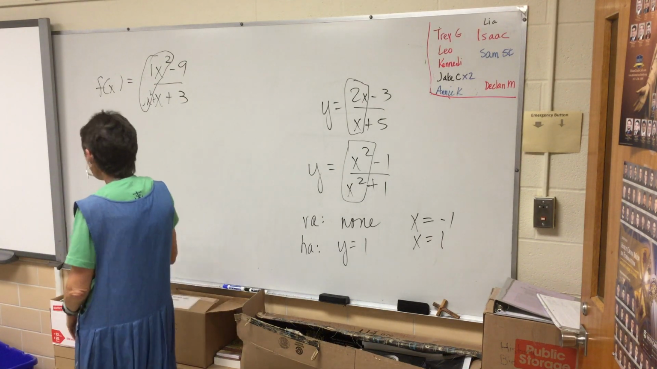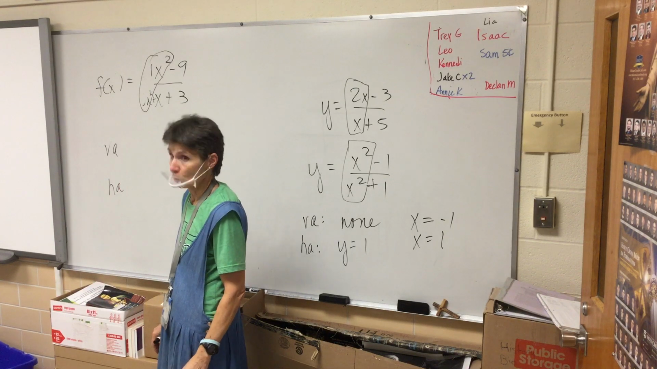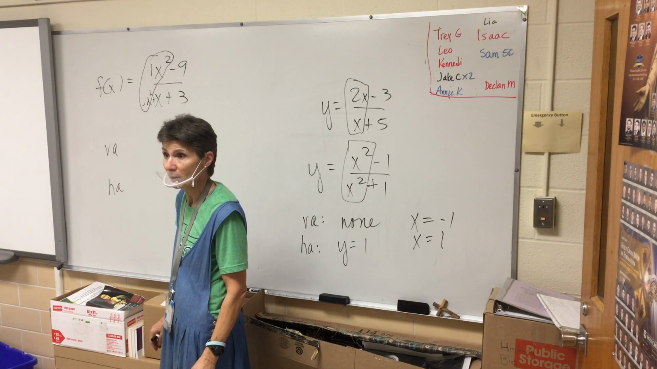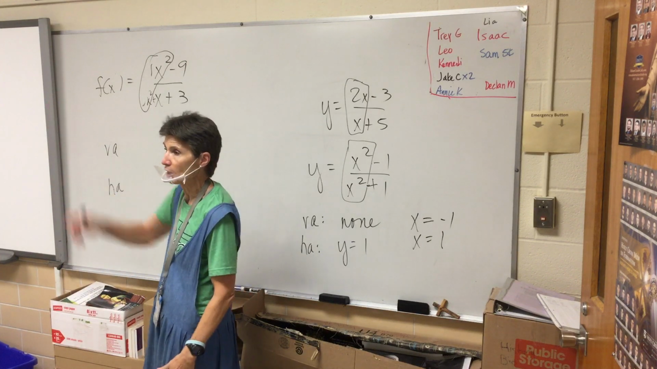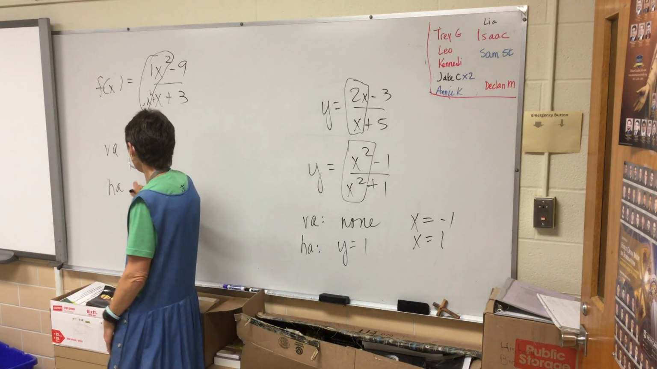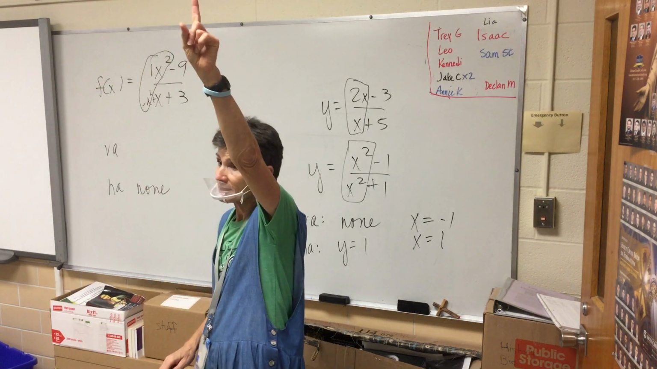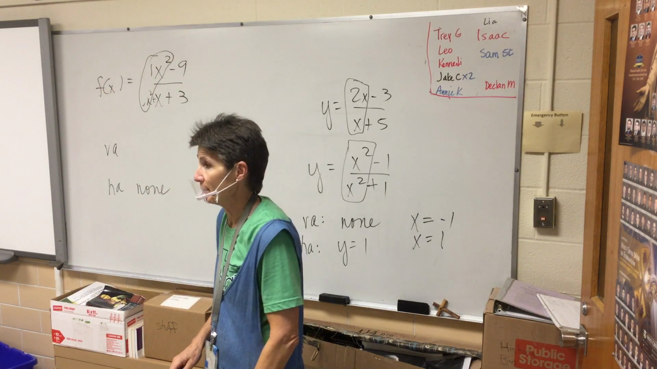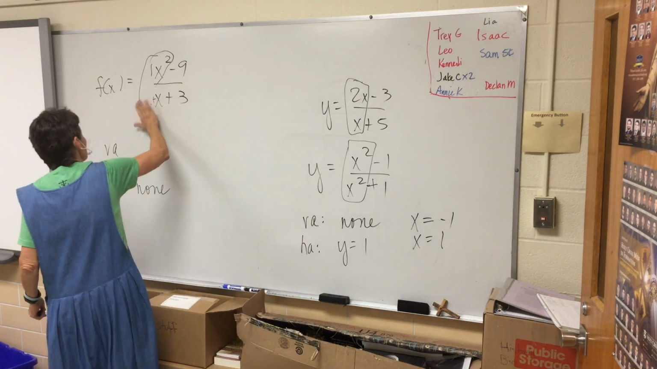Now, I am not saying that there isn't what we call an end behavior asymptote. There will be a slant asymptote in this problem, but it will not be horizontal. It will be something like this, and we'll talk about that later. So horizontal asymptote for this problem, none. Whenever the power on top is bigger, that's going to happen. None. All right, what about a vertical asymptote?